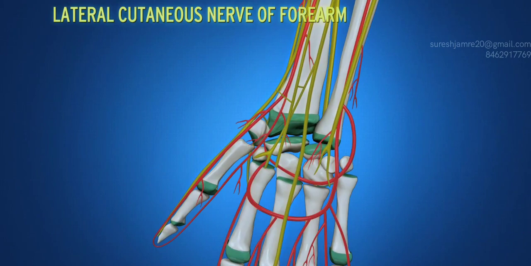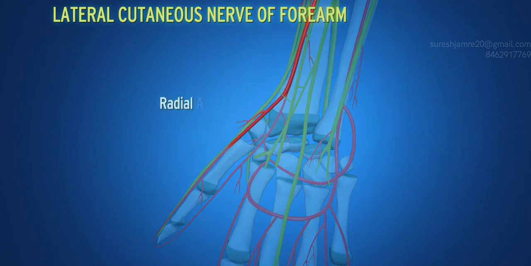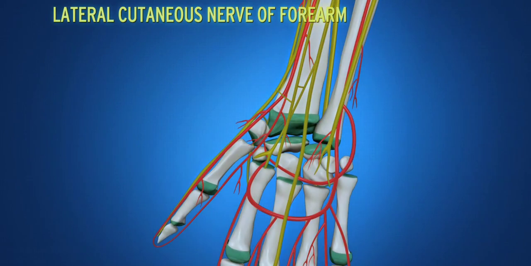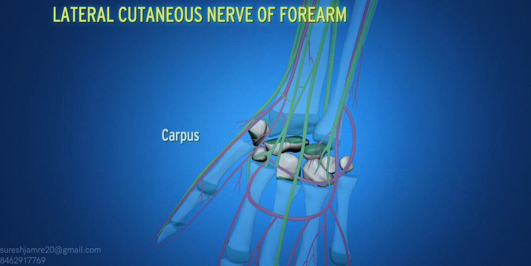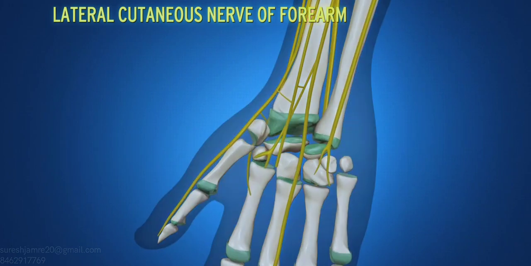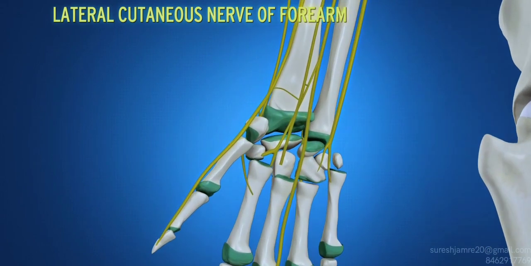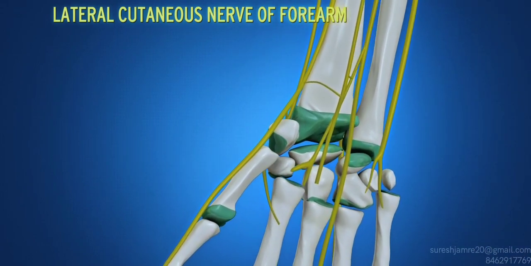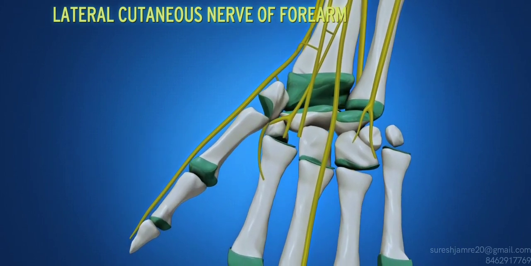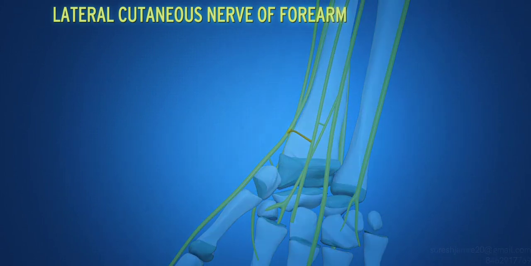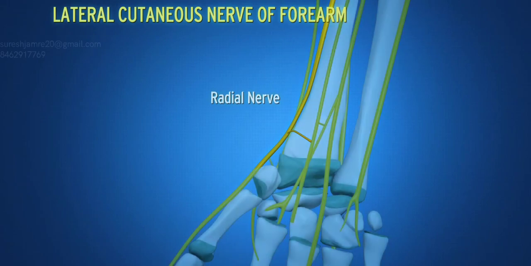At the wrist joint, it is placed in front of the radial artery and some filaments piercing the deep fascia accompany that vessel to the dorsal surface of the carpus. The nerve then passes downward to the ball of the thumb, where it ends in cutaneous filaments. It communicates with the superficial branch of the radial nerve and with the palmar cutaneous branch of the median nerve.